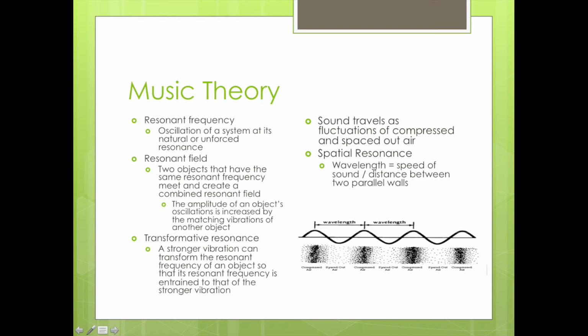So harmonic resonance spans a vast range of spatial scales, from the tiniest quantum material to particles of matter, to orbital resonances that emerge from the stars. And transformative resonance is when a stronger vibration can transform the resonant frequency of an object so that its resonant frequency is entrained to that of the stronger vibration. So we're looking at a law of attraction kind of concept with these principles.